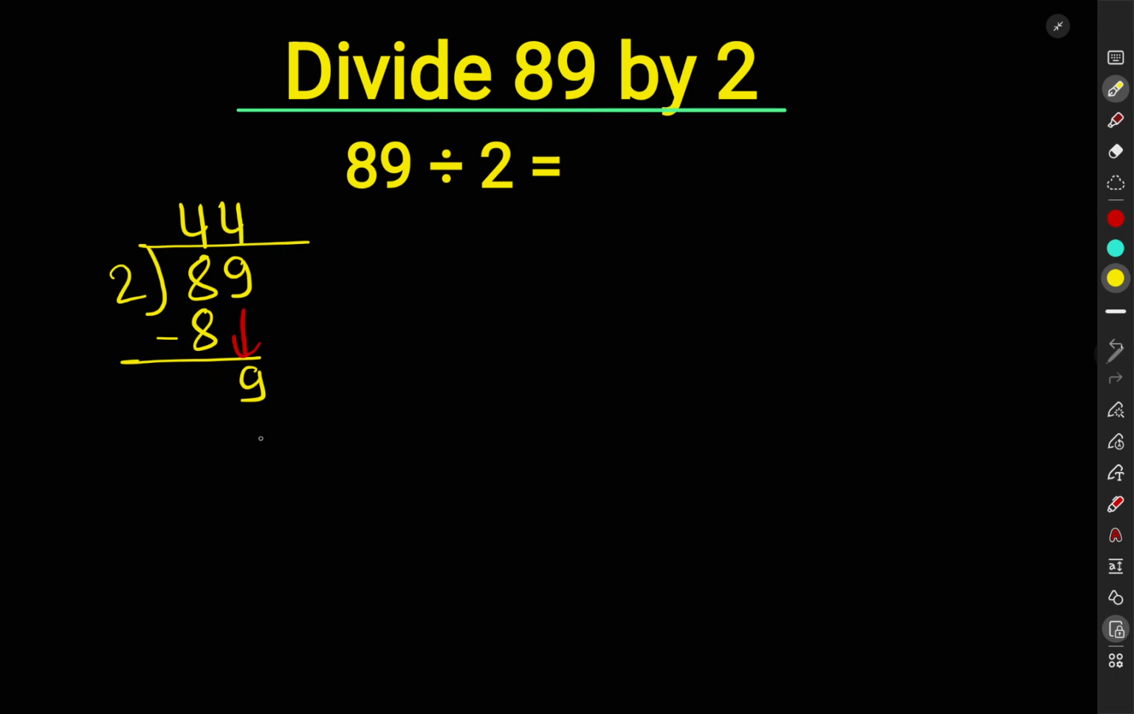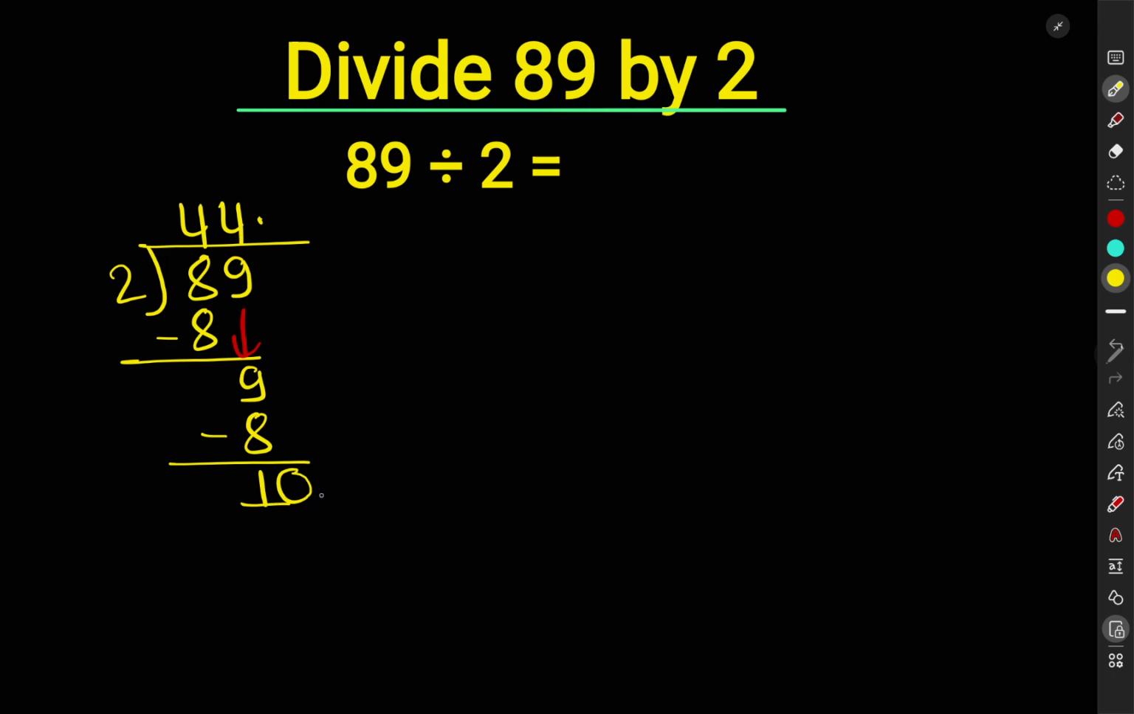So 2 times 4 is 8. On subtracting we get 1. So again this 1 is less than 2 and there is no other number beside it. So we put a decimal here. So we keep a 0 here.